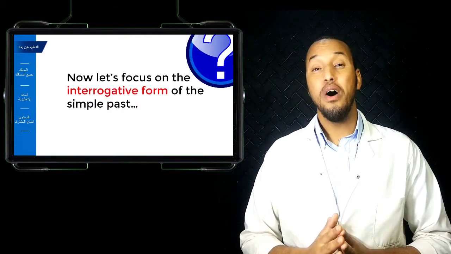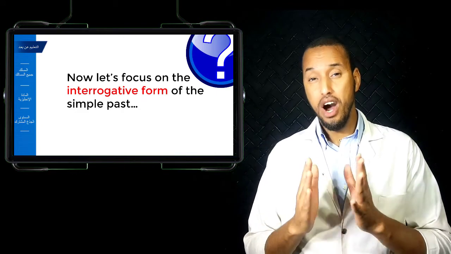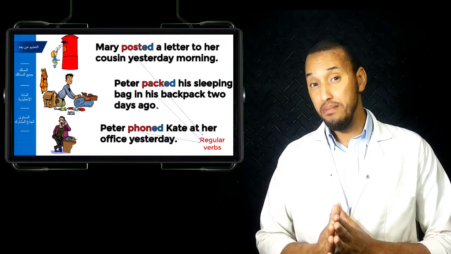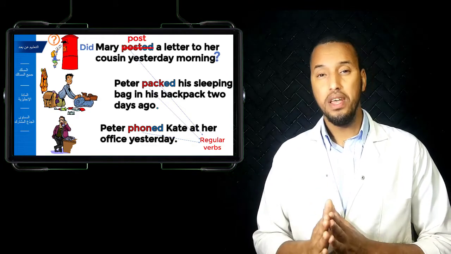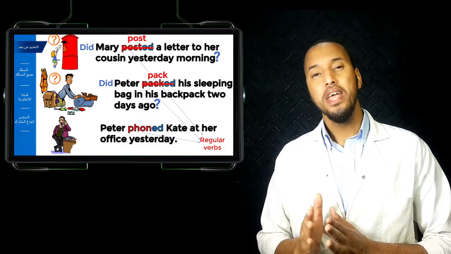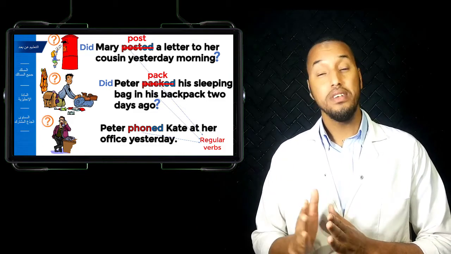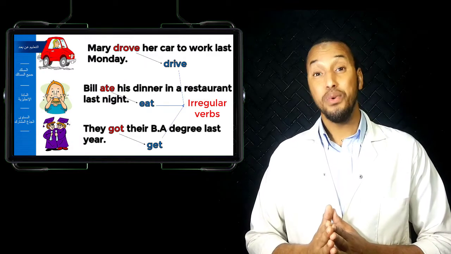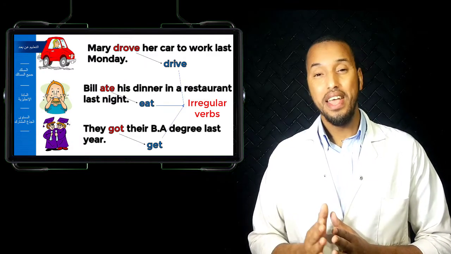Now let's focus on the interrogative form of the simple past. Mary posted becomes did Mary post. Peter packed becomes did Peter pack. Peter phoned becomes did Peter phone. The same thing applies to irregular verbs.